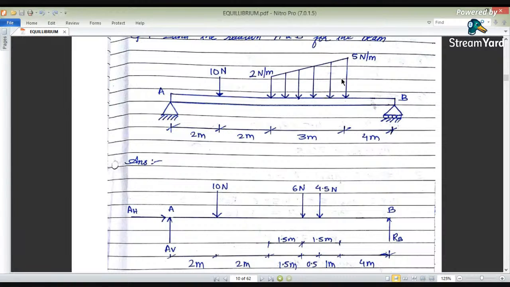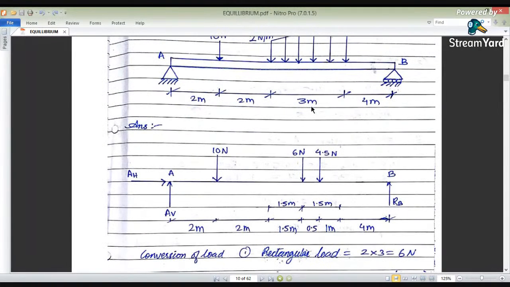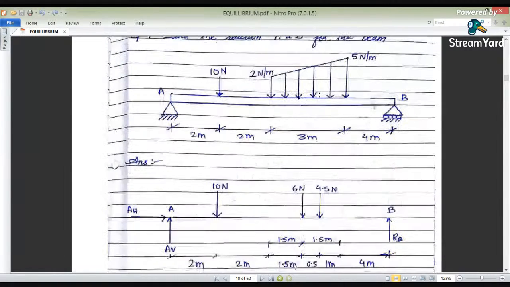It will be acting at one third of this base, so one third of 3 and two third of 3. Here the distances are 1 meter and 2 meters. So the 4.5 acts at 1 meter, and this addition is 2 meters. Two third of 3 is 2 meters, one third of 3 is 1 meter. So it is acting in this way. 4.5 is the intensity for this top triangle.